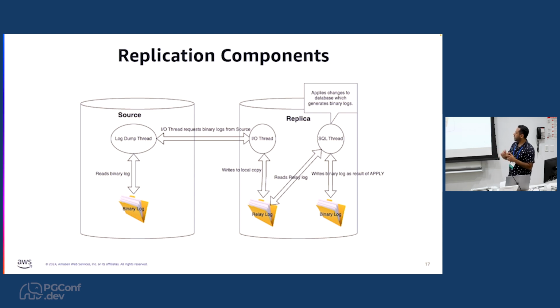On the replica, we actually have 2 threads. There's an IO thread. Its job is to get the log from the source and store it locally. Then we have the SQL thread, and what it does is it reads the local copy of that log, parses it, and applies the transactions. And as it does that, it actually generates more binary logs on the replica as well. And a bit of a terminology thing, the relay log in MySQL means a copy of the source's binary log on the replica. So it is just another binary log, but to distinguish between the replica's own binary log and the log that it copied from the source, we call them relay log and binary log.